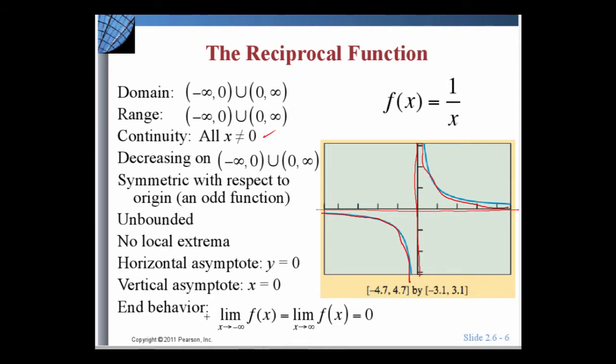End behavior: the limit as x approaches negative infinity of f, meaning as x goes in this direction, this graph gets closer and closer to the x-axis, never hits the x-axis, so its limit would be 0. And the same thing, as x increases without bound, the curve gets closer and closer to the x-axis from the positive side. Those two limits are equal.